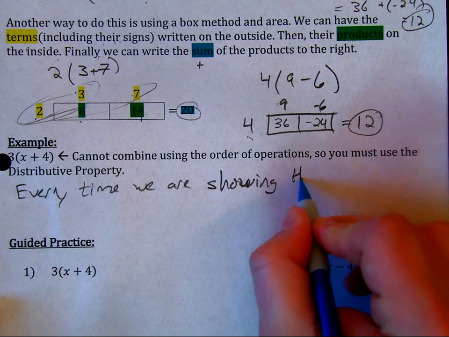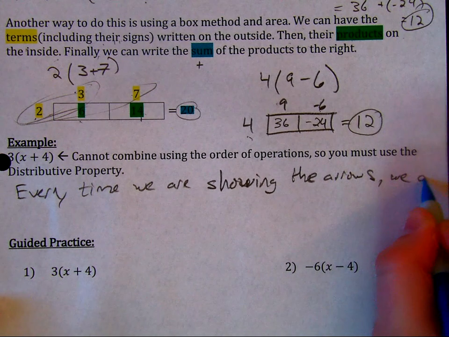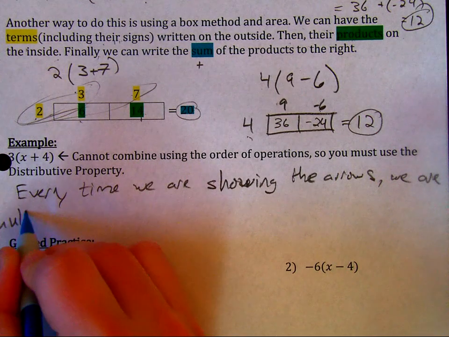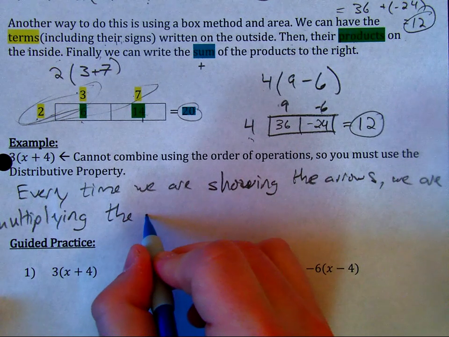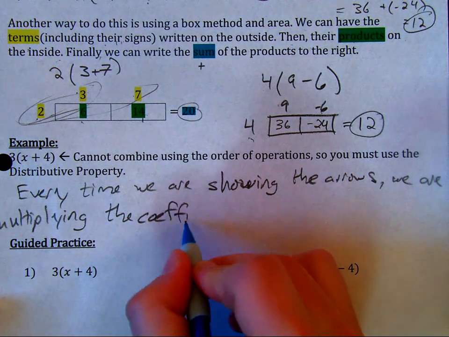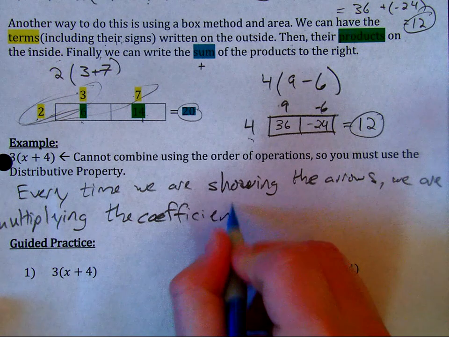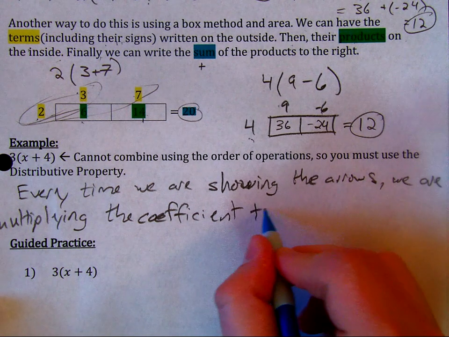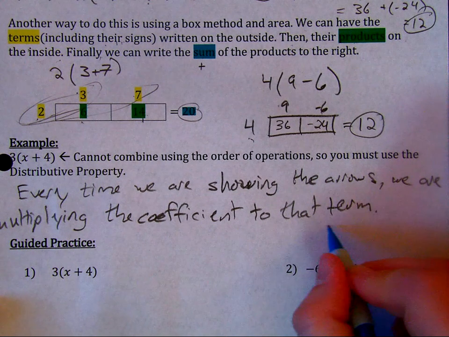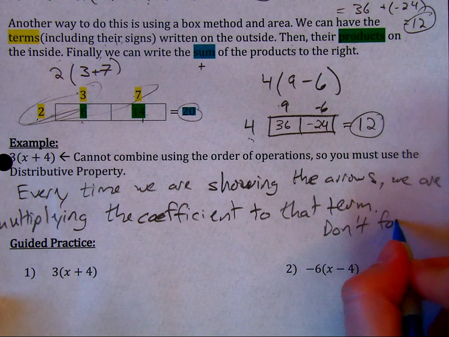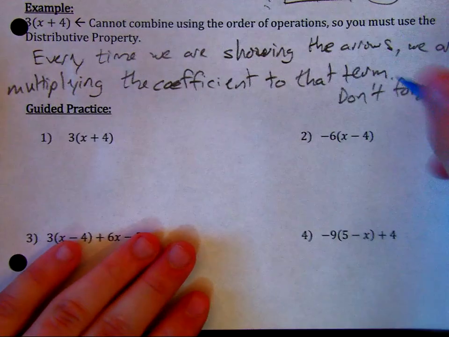the arrows, we are multiplying. And what are we multiplying? We are multiplying the coefficient. So again, that's that outside term, or excuse me, a value that is on the outside of the parentheses to that term. Again, don't forget the sign. Don't forget, let me move this up for you guys. Don't forget the sign.